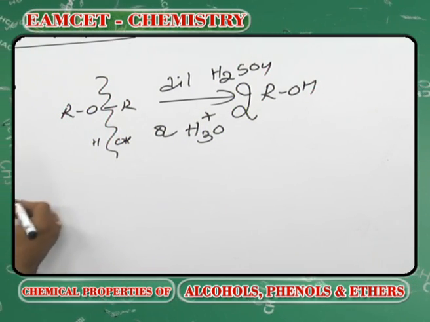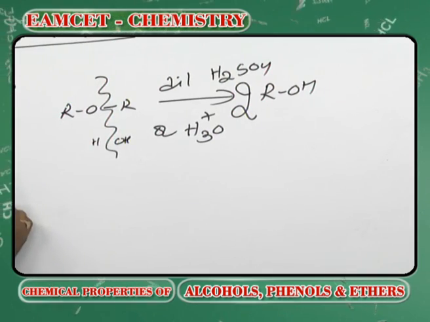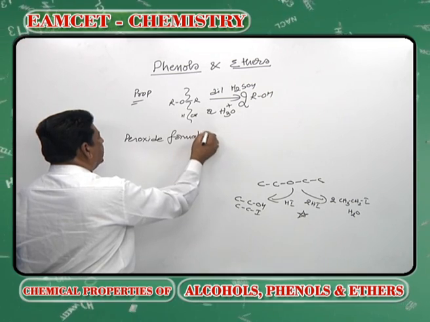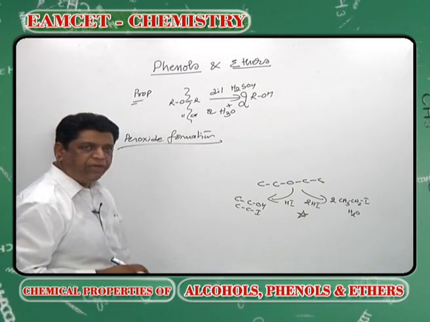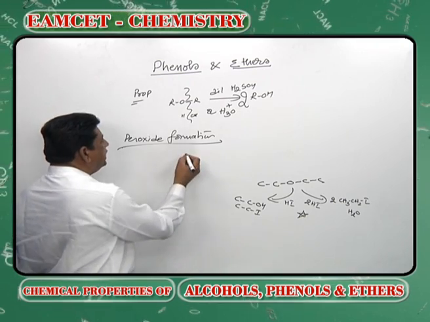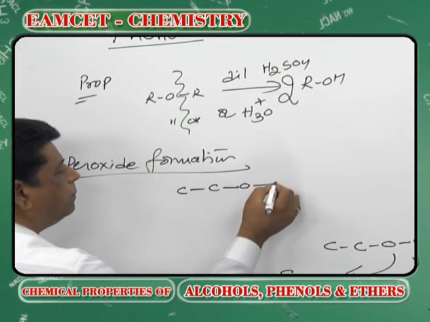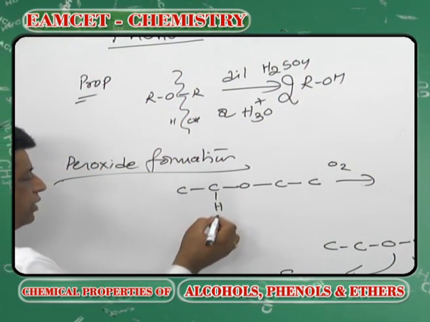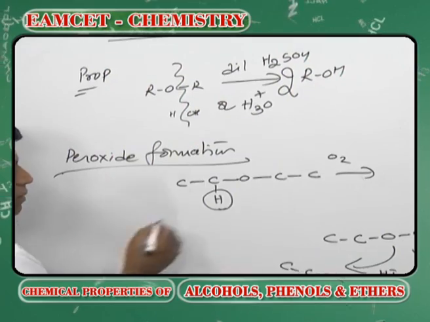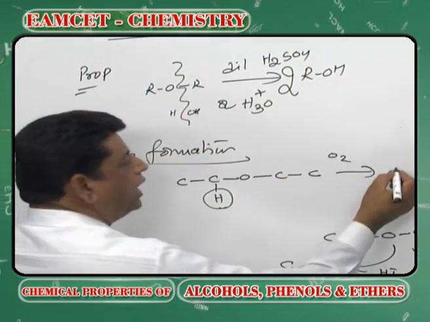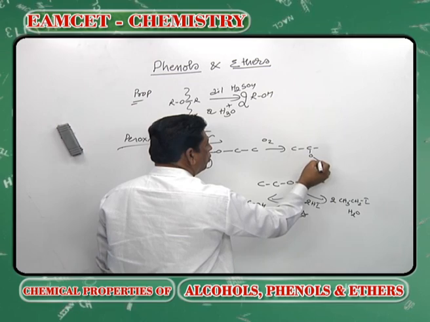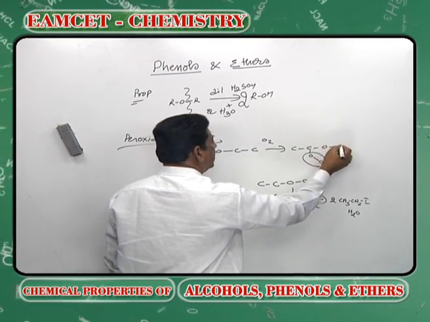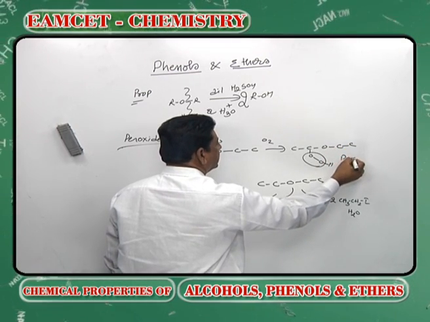However, there is also peroxide formation on long standing. Ethers on long standing, that is in a half filled ether bottle, if you keep it for a longer time, slowly the ether reacts with the air present in the bottle, that is oxygen. One of the alpha hydrogens present on the first carbon is going to react with this O2, and what you will get is an OOH bond. This OO bond is called a peroxy bond. Therefore, it is called peroxy ether.